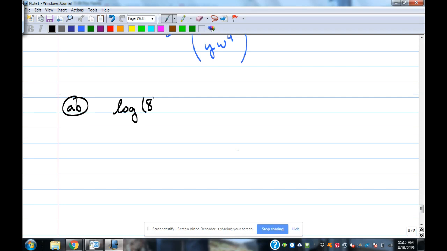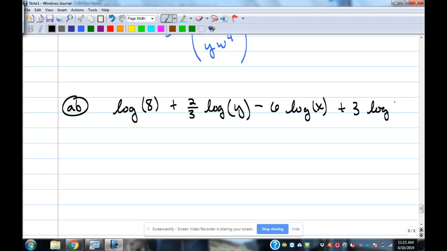Log of 8 plus 2/3 log of y minus 6 log of x plus 3 log of z. Several variables here, but obviously when we go to do equations tomorrow, we'll just be dealing with various pieces that have the same variable. Properties wise, it's easier to think here when you got different pieces. So this kind of relates back to the last two examples. It's just got a little extra thing in here.